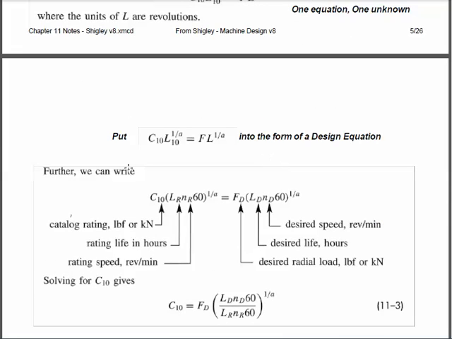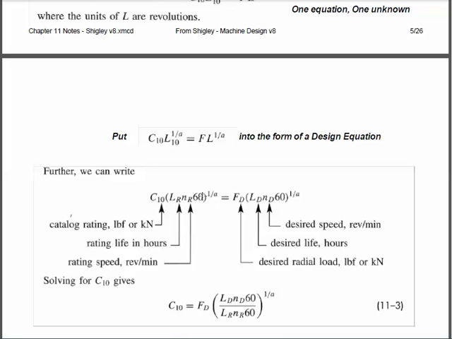Okay, so we will put it all together. Again, the C10, L10 to 1 over A. The catalog numbers give me the constant, therefore FL to the 1 over A equals that constant. Now, we may choose to change this L10 life, which is life in revolutions, into life in hours by saying life in revolutions is life in hours times the speed in RPM, revolutions per minute, times 60 minutes per hour, to go from life in hours.